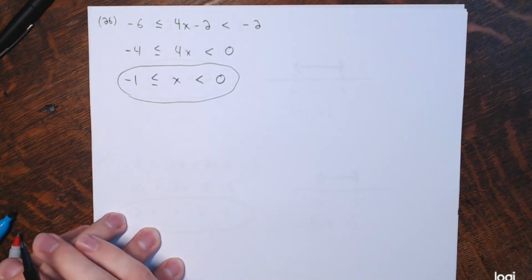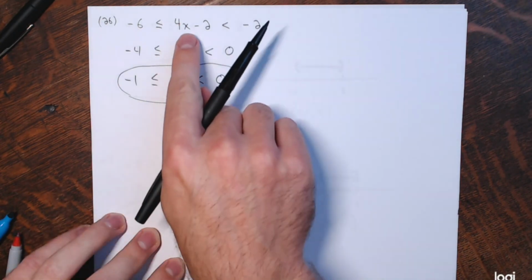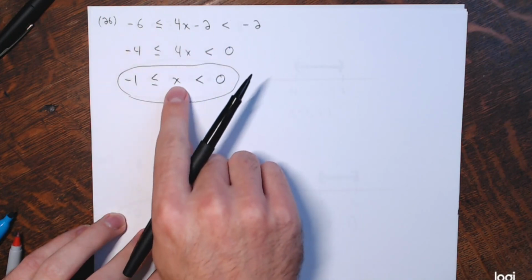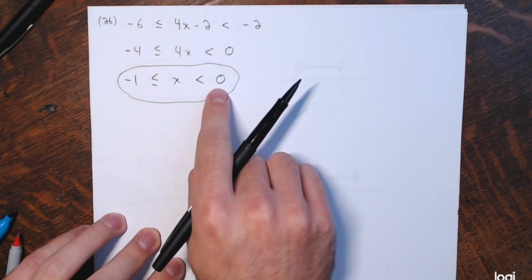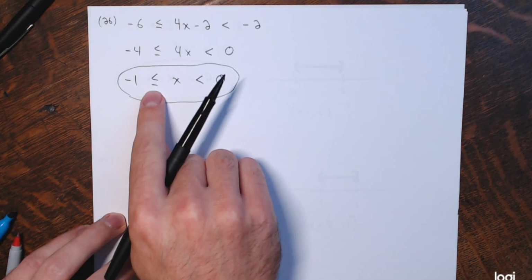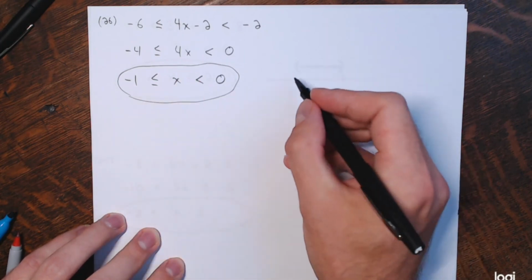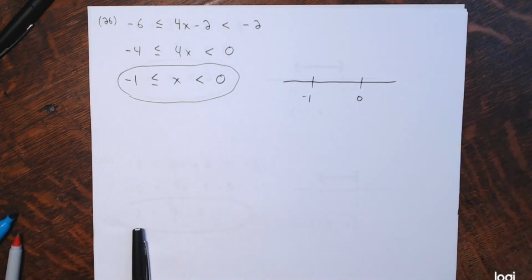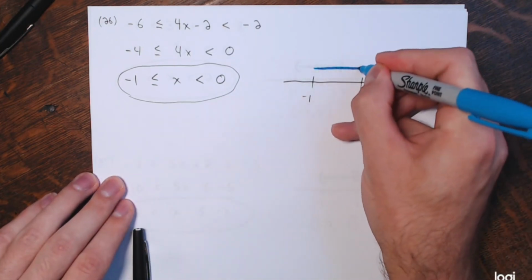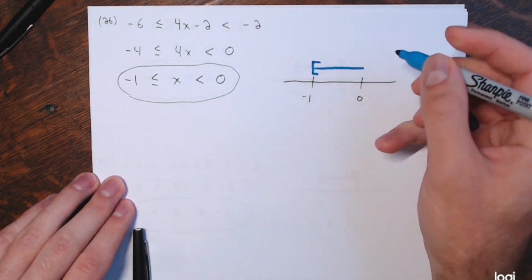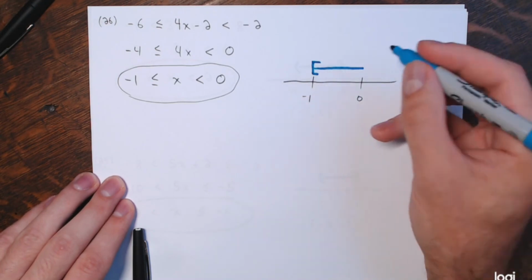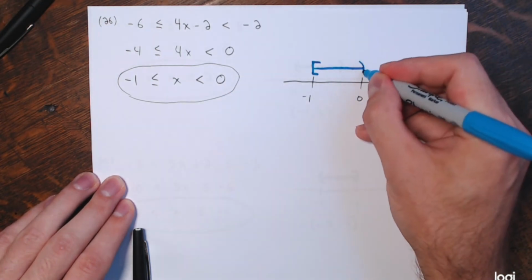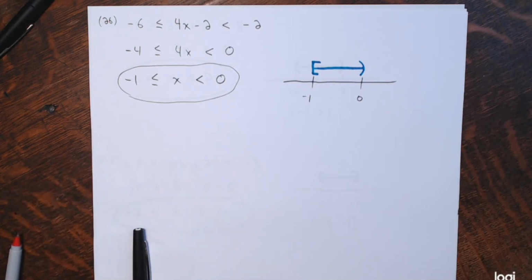I am now describing all the solutions of this compound inequality. All the values that would make this a true statement are values of x between negative 1 and 0. Negative 1 is a solution, 0 is not. So between negative 1 and 0, everything between. Negative 1 is a solution, so bracket or closed point there. 0 is not a solution, so a parentheses or open point there.